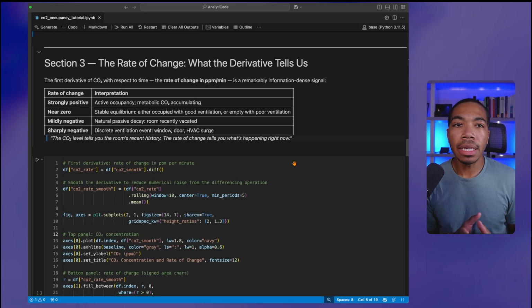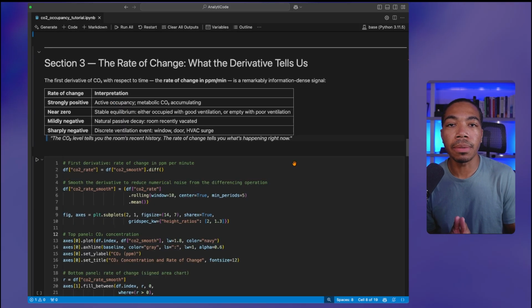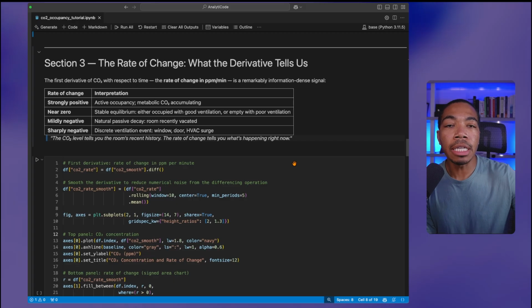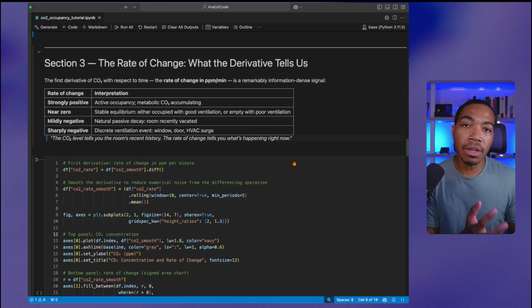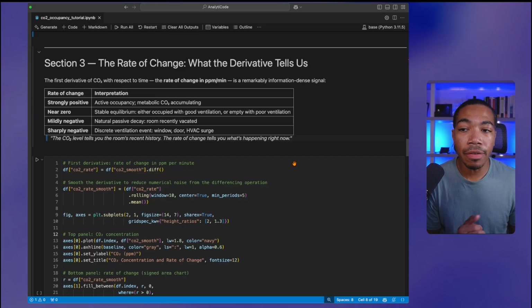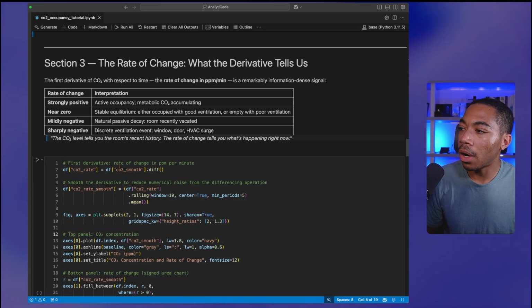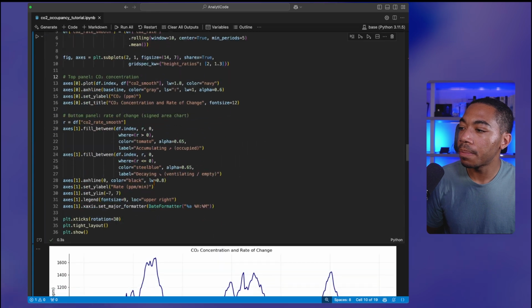Now, here's where things start to get interesting. Now that we've understood the raw data and we've started doing some signal processing with smoothing, let's apply the derivative. And we expect that when there is a steep increase, the room will be occupied or the ventilation is poor. And when there's a steep decrease, the room is being ventilated or vacated, or maybe even both. And so let's do that by using the .diff method on our CO2 smooth data.